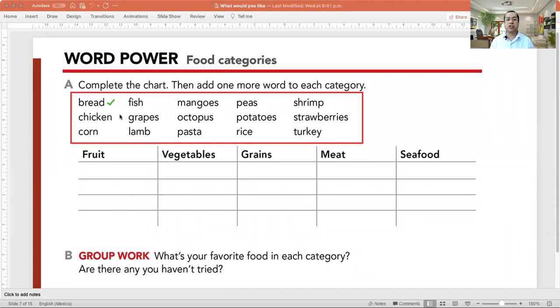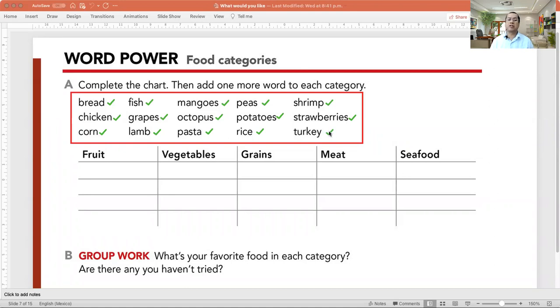Bread, which is pan, chicken, we say pollo, corn means maíz, fish is pescado, grapes, uvas, lamb, cordero o borrego, mangoes. So we understand this very clearly. Octopus means pulpo, pasta, but that's easy to understand. Peas, chícharos, potatoes, papas, rice, arroz, shrimp, camarón, strawberries means fresas, and turkey, pavo, right?